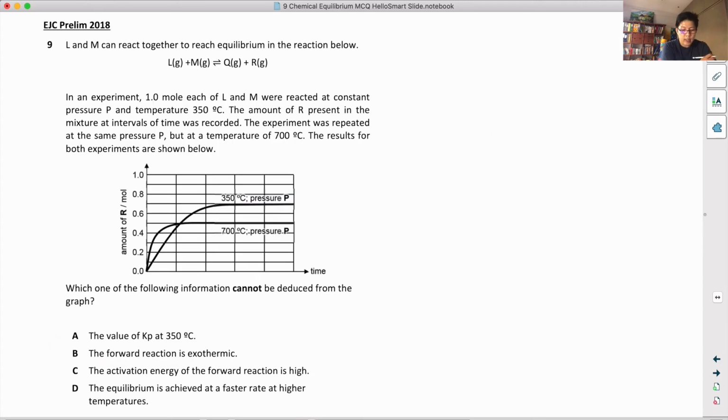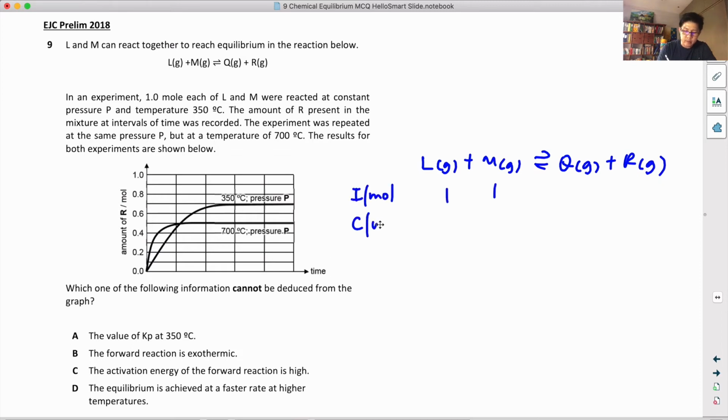Okay, let's look at number 9. L plus M give you Q and R. Which of the following information cannot be deduced from the graph? If you look at this question, you actually know. I'm just going to write this down first. L plus M give you Q and R, and you have 1 mole of this one. This is moles, ICE. All right, ICE.